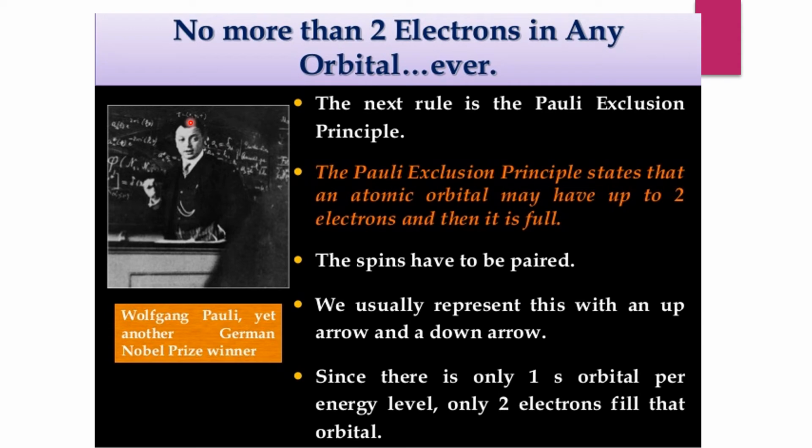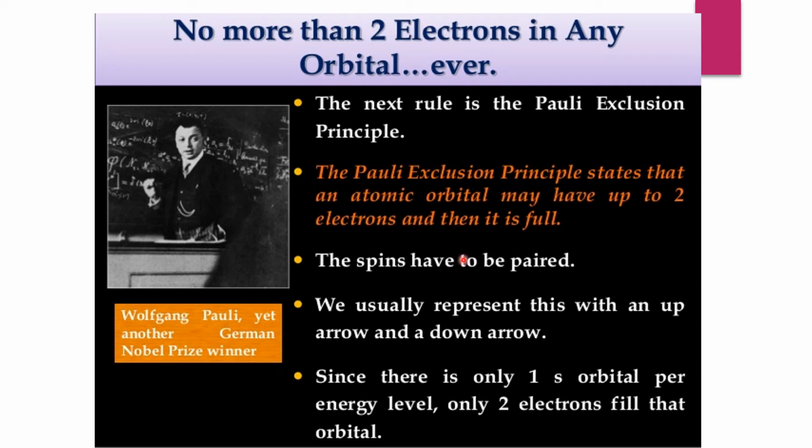And now the second rule, that is Pauli's exclusion principle. What does this rule state? The next rule is about Pauli's exclusion principle, and this principle states that an atomic orbital may have up to 2 electrons and then it is full. So here this principle states that an atomic orbital can have 2 electrons in it and then it is filled. Then it moves to the next orbital.